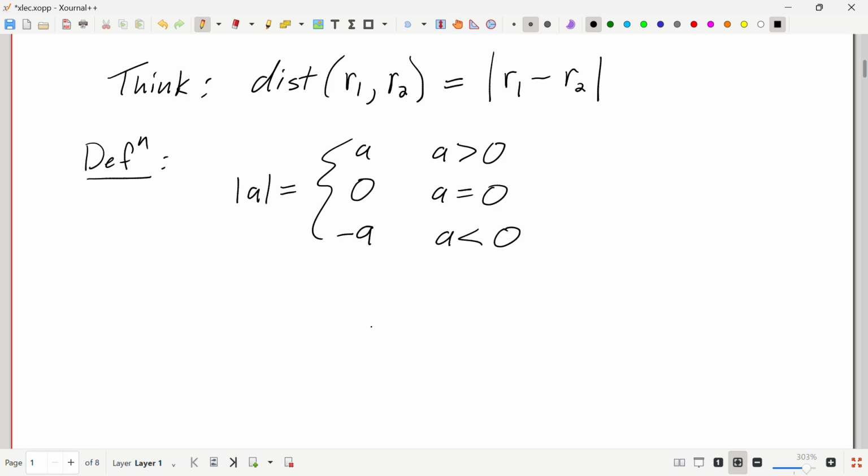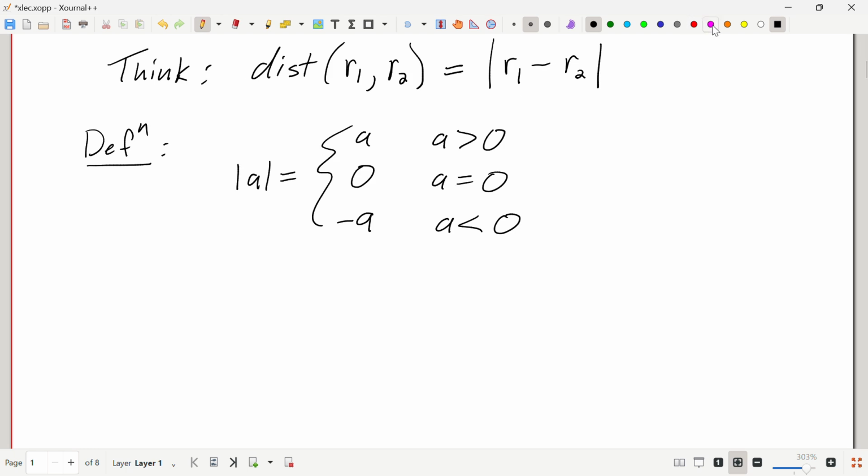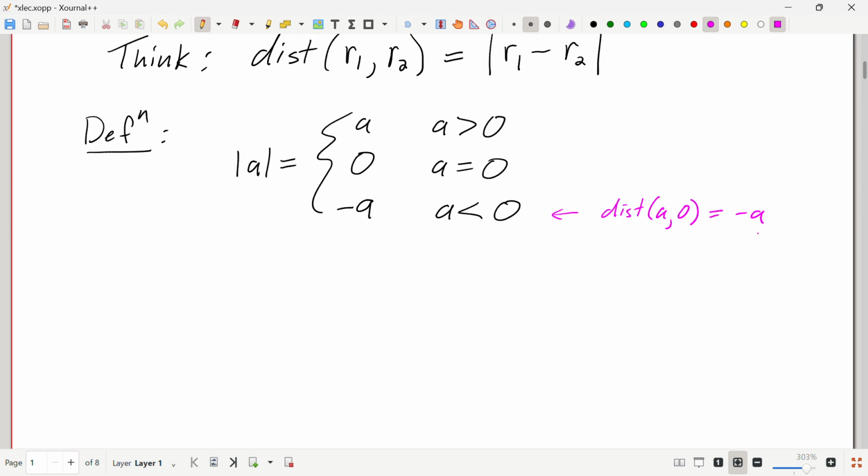Yeah, question? So why is it negative a? Well, when a is negative, we want something that's sort of the distance from a to 0. And so if a is negative, then minus a would be positive, and that would be exactly that distance. So that's the way I like to think about this. The distance from a to 0 would be equal to minus a in that case. So my thinking is in terms of distance from the beginning.